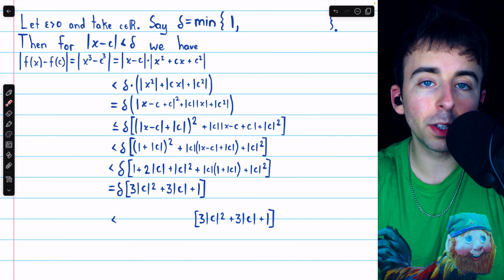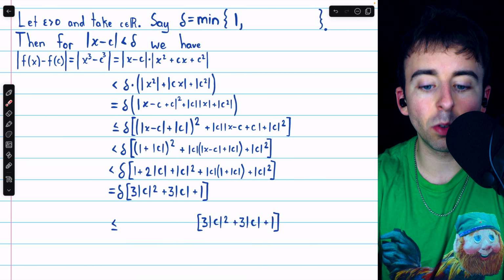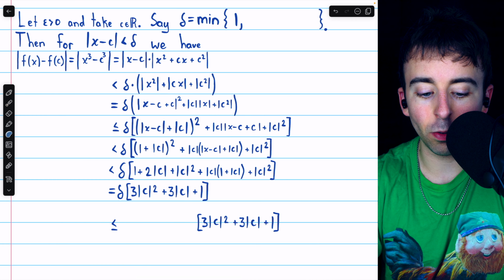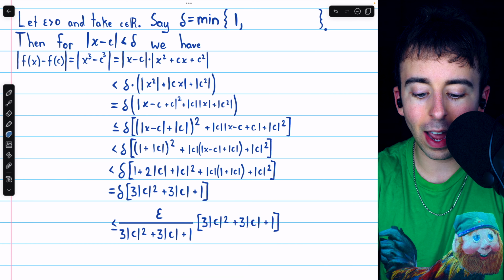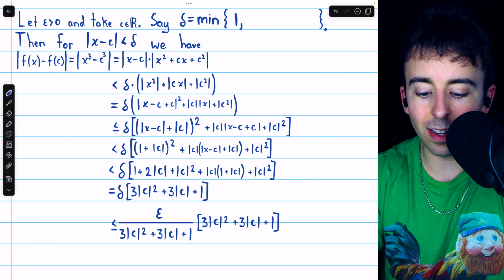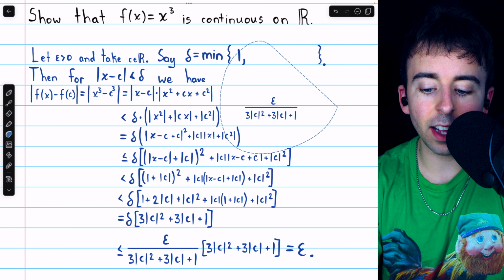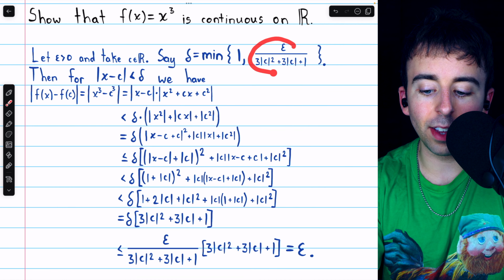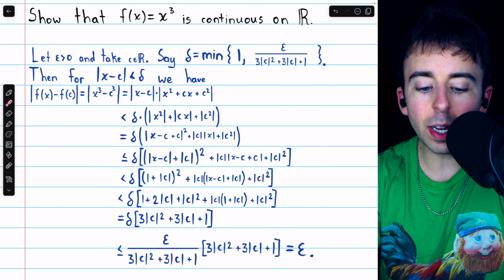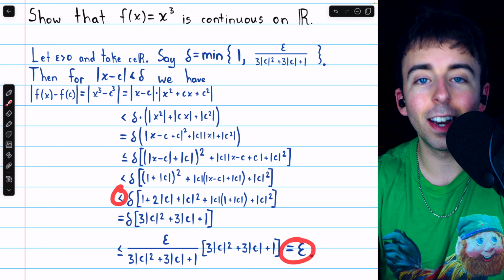Earlier, it was useful to be able to replace delta with 1. But now, what would it be useful to replace delta with, so that we can cancel this out and end up with epsilon? Well, of course, the answer is we would like to replace delta with epsilon divided by this constant in question. If we replace delta with this, then these two things will cancel out, and we'll just be left with epsilon. Hence, we must insist that delta is the minimum of 1 and this expression here. That way, this last step is valid, these things cancel out, and we get that the distance between f of x and f of c is less than epsilon as desired.